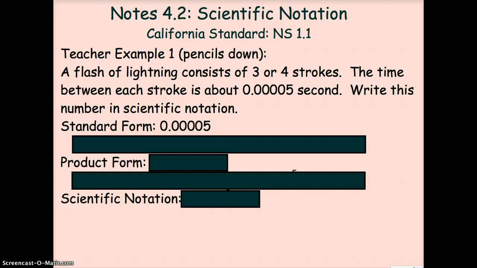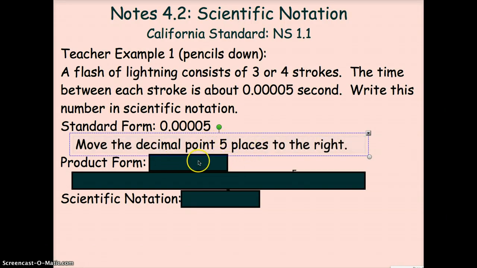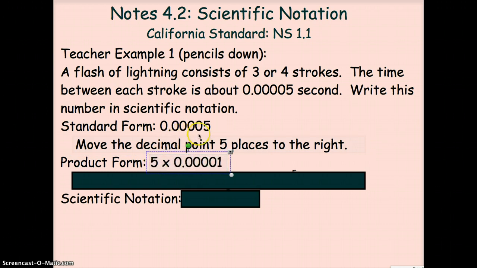So first we have it in standard form, which, as we talked about in the last video, is the same thing as saying writing it in decimal form. Now, what we want to do is remember that first digit, that C, needed to be a number between 1 and 9. So we need to move the decimal so that we have the 5 in front of the decimal point, because the number 5 is a number between 1 and 9. So we move the decimal 5 places to the right, and we now have product form. If I multiplied these two numbers together, I'd be back at my original number.